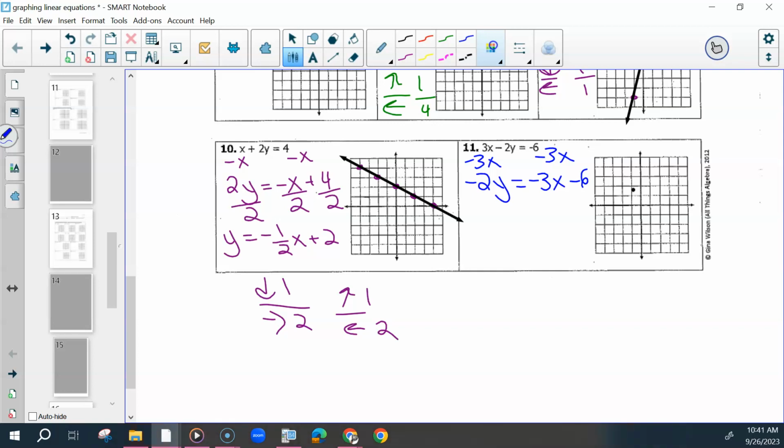What's our last step? Divide everything by -2, so all your signs are going to change. This is just going to become a fraction, but a positive one now. This is going to become positive, but now 3.